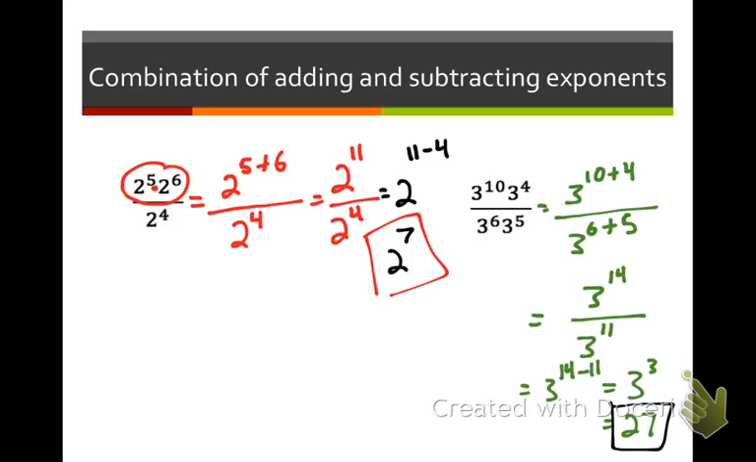Alright, I hope this lesson wasn't too difficult. Exponents do come up on the KC exam, that is why I'm covering them. And they also do come up in the second semester of algebra.